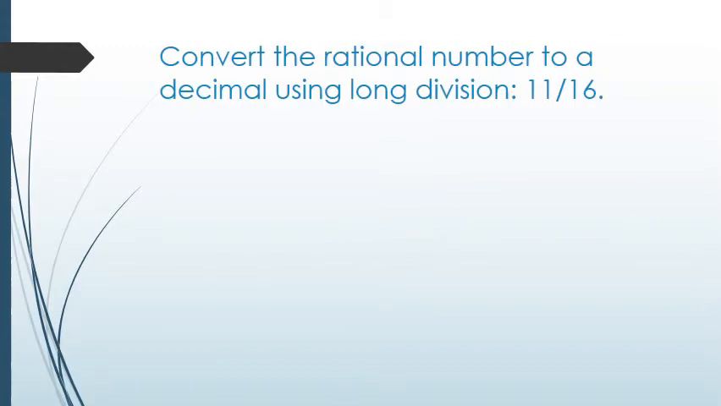For the next problem, we're going to convert this rational number into a decimal using long division. So take a moment and see if you can make 11/16 into a decimal using long division. The most important thing to do is to set up your problem correctly. So 11 is being divided by 16. That means 11 needs to go on the inside.